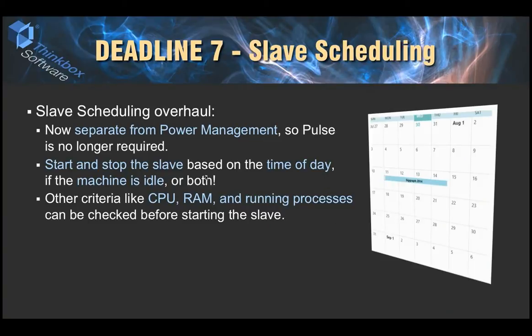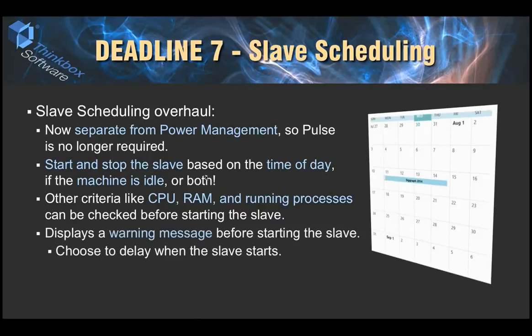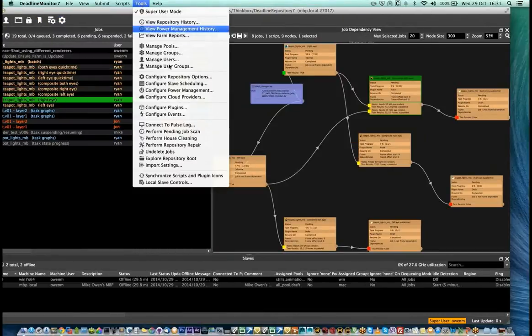But we can add other criteria to that as well, such as CPU, RAM, and perhaps if there's a running process. And before slave scheduling actually starts up a slave, it will display a warning message telling you that slave is about to start up, and that's great from a user perspective because they can then choose to delay when a slave starts. So let's just have a quick look at how that works.